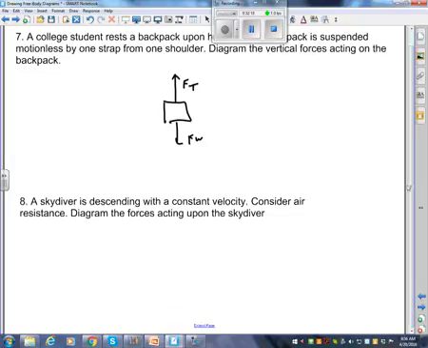Skydiver is descending with a constant velocity. Consider air resistance. You'd have to, because there's no way he would descend at a constant velocity without air resistance. So we got gravity down and we got friction or air resistance up. They're balanced. Net force is 0. Starting to make some sense?